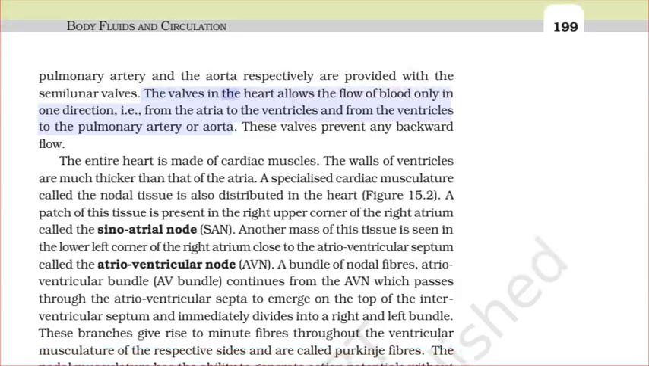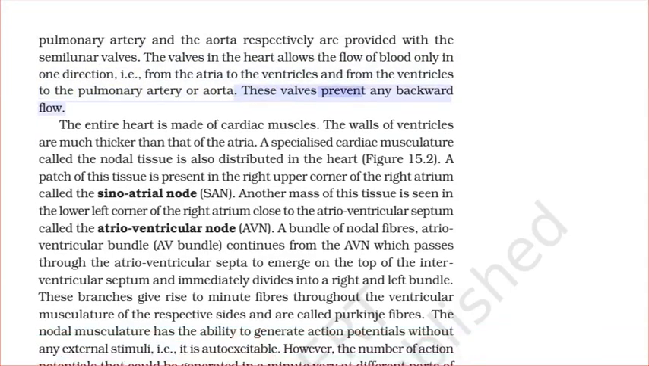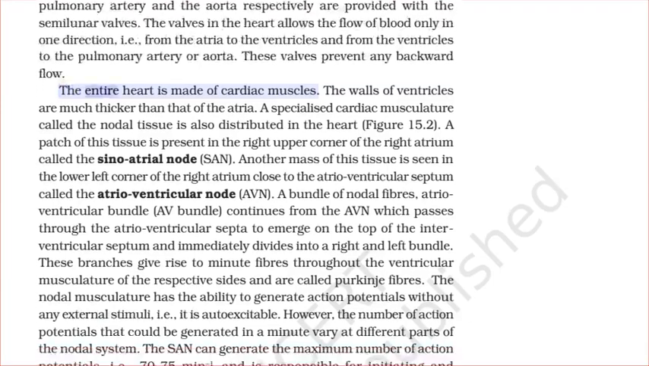The valves in the heart allow the flow of blood only in one direction, that is, from the atria to the ventricles, and from the ventricles to the pulmonary artery or aorta. These valves prevent any backward flow. The entire heart is made of cardiac muscles. The walls of ventricles are much thicker than those of the atria.